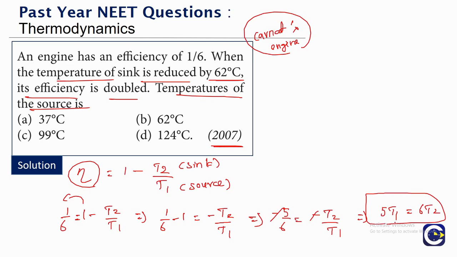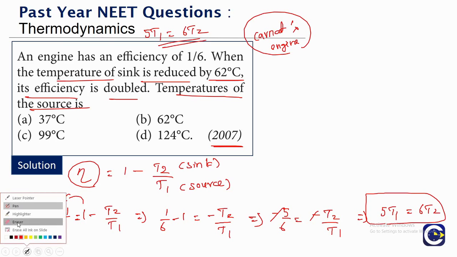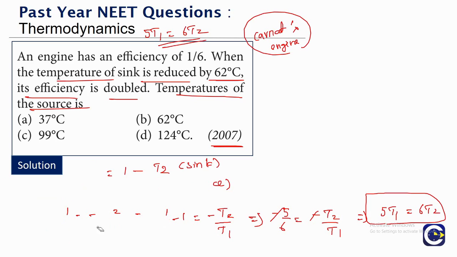Let us keep it. So what is the first equation we are getting? 5 T1 is equal to 6 T2. So here what is the T1? The high temperature, which is the source. That is what we are trying to find here. T2 is the sink temperature initially. Okay. Now what are we doing in the second situation? The temperature of the sink is reduced by 62 Celsius.